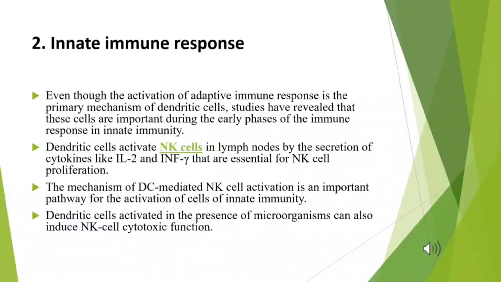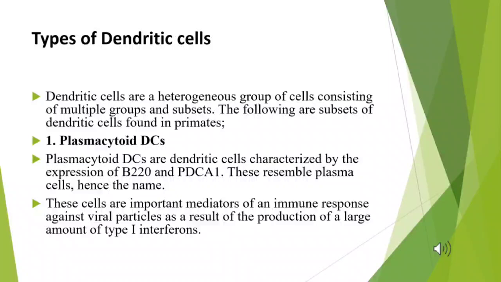And now we discuss the innate immune responses. The dendritic cells activate NK cells, that means natural killer cells, in lymph nodes by the secretion of cytokines like IL-2 and IFN gamma that are essential for NK cell proliferation. The mechanism of dendritic cell mediated natural killer cell activation is an important pathway for activation of cells in the innate immunity. The dendritic cell activation in the presence of microorganisms can also induce the natural killer cell cytotoxic function.